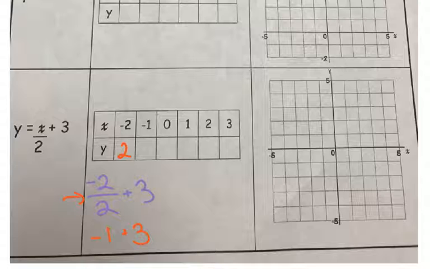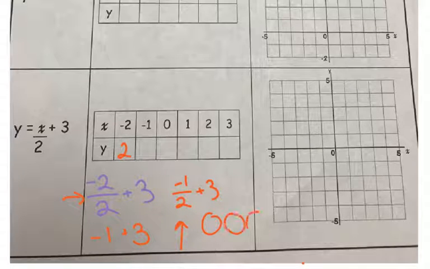Next up, -1 divided by 2 plus 3. Don't panic. This is -1/2. If I have 3 positives and a -1/2, that means I have 3 and I'm taking away 1/2. That leaves me with 3, take away 1/2. I have 1 whole, 2 wholes, and 1/2. 2 and 1/2.